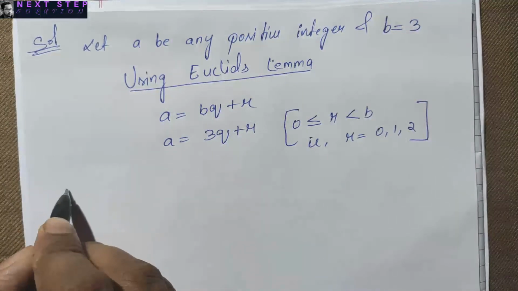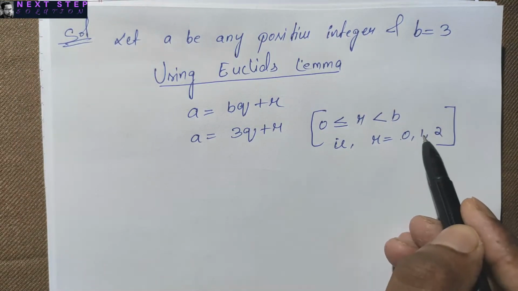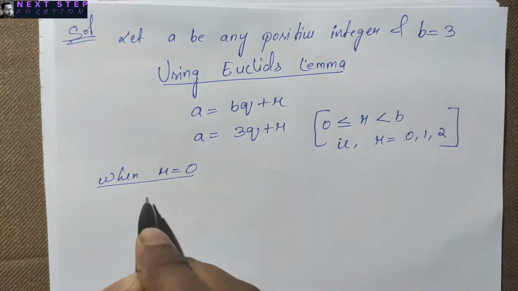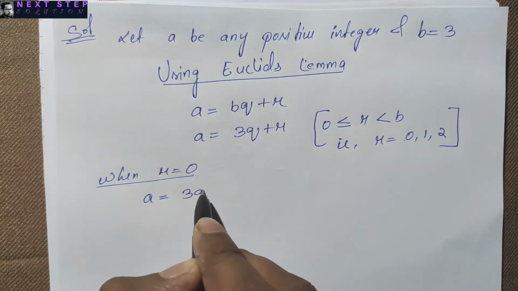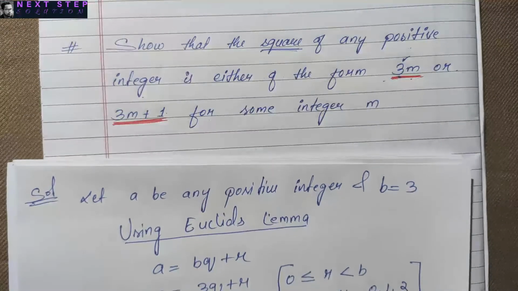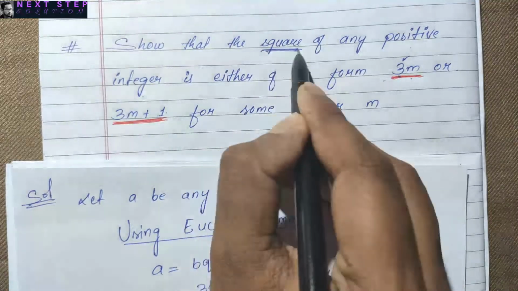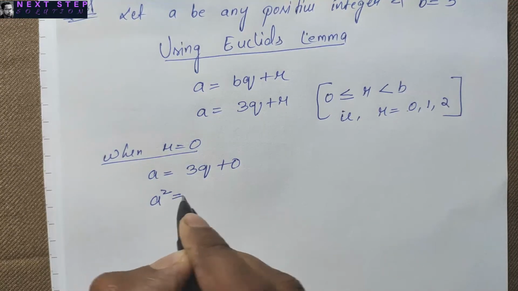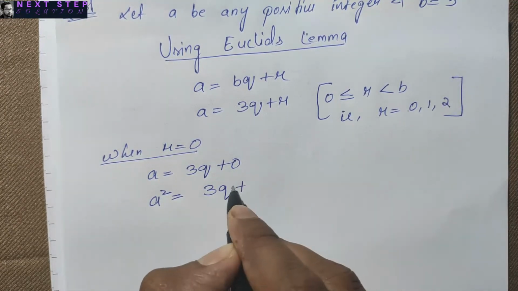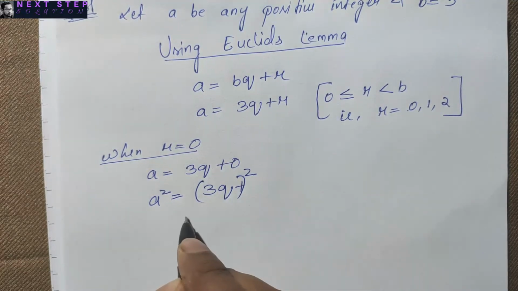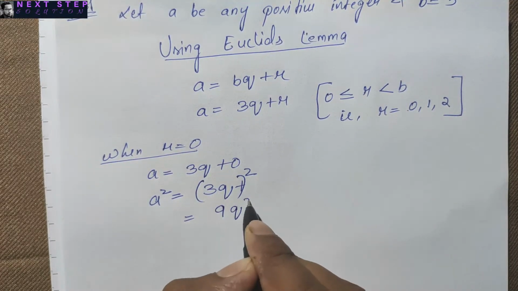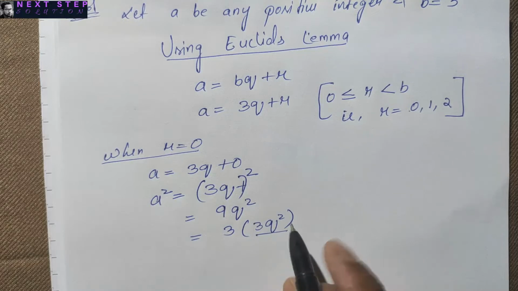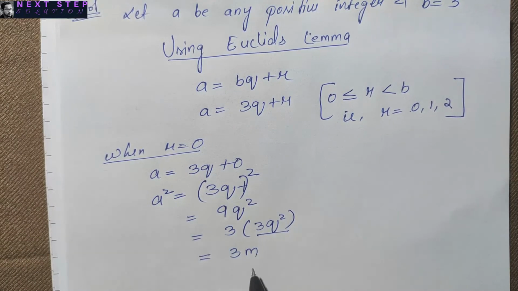Now take different values. All the values we will check. First we will check with 0, then 1, then 2. When r equals to 0, we have a is equal to 3q plus 0, and here the question was to show the squares, so we will take the square of a. If we square a, we will get 3q square, no need to write plus 0. 3q square will become 9q square. If we take 3 common, then we will have 3 times 3q square, and this whole thing, if I consider as m, I can write it as 3m.